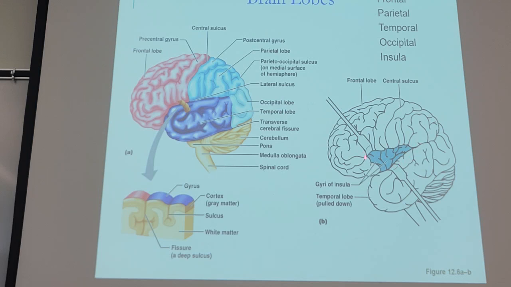The insula is a small lobe. It's not a pretty round lobe. It's just a region where you have to pull the temporal lobe away a little bit in order to see it. It's deep and medial to the temporal lobes on both sides. That lobe is called the insula. So let's talk about each lobe and what it's responsible for.